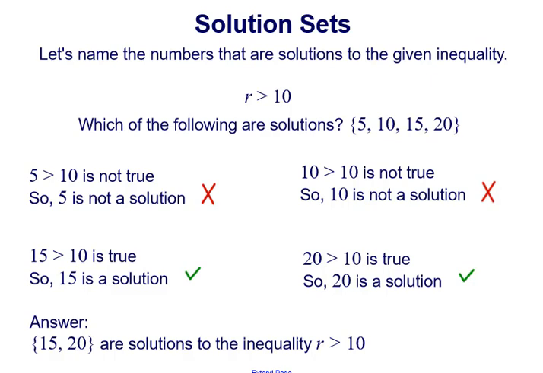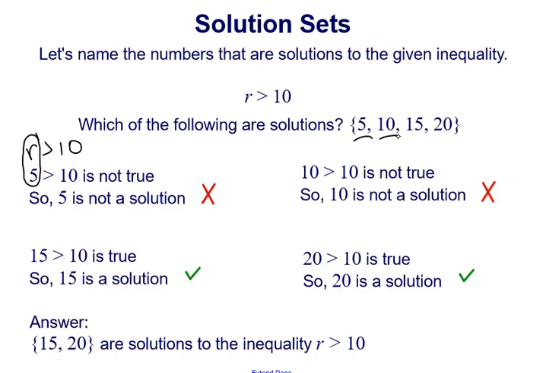So we have a solution set of 5, 10, 15, and 20, and we can test which of the following would be solutions. We need to take the inequality, r is greater than 10, and substitute each of the solutions into the inequality to see which ones would be true. First we're testing 5. If we substitute the value of 5 for r, that gives us 5 is greater than 10. But that's not true. So that means 5 is not a solution.